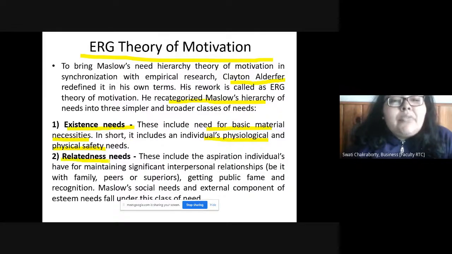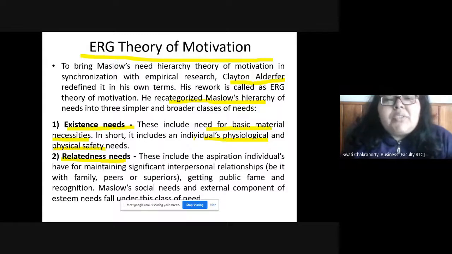Second type of needs is related needs, where we want to be part of the society. It could be your family, it could be friends, it could be your bosses, to get fame, people recognition. So that's the social needs where we come across. Social needs comes into play.